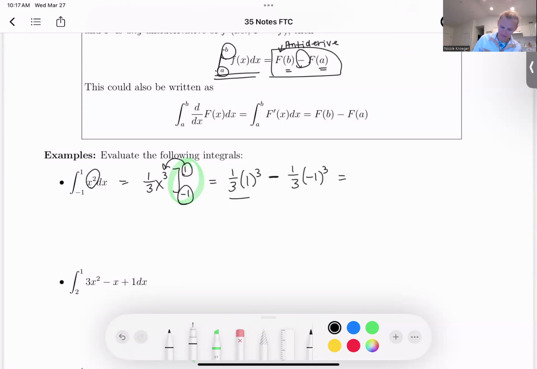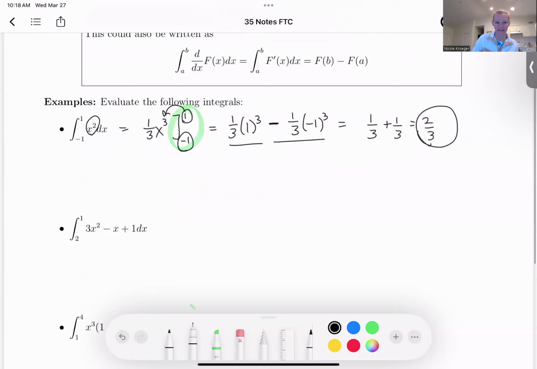So the first part will give me 1/3. The second part will give me minus -1/3. So that'll be plus 1/3. And so we're going to get 2/3 out. Let's think about what this tells us about my function. So this function x squared is always positive, and we're going from -1 to 1. So what this is telling us is that this area that I have drawn here, that area is 2/3. Okay, that's a lot nicer than what we've been doing so far.